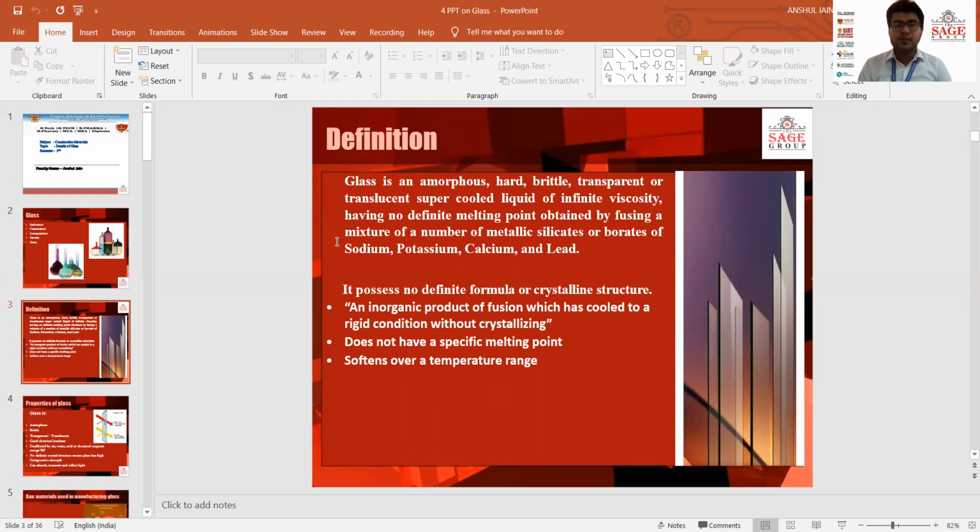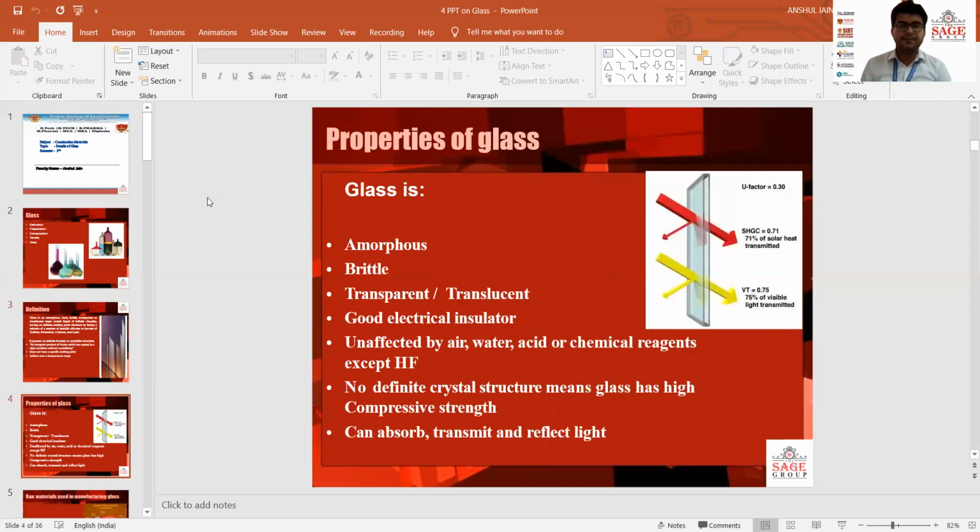Okay. So glasses are formed after the super cooling of a liquid which has a very high viscosity. Viscosity means resistance to flow, meaning a material which is in the molten state and unable to flow easily after its super cooling state, this liquid has been formed. So we can call it a mixture of metallic silicates or borates of sodium, potassium, calcium, and lead.